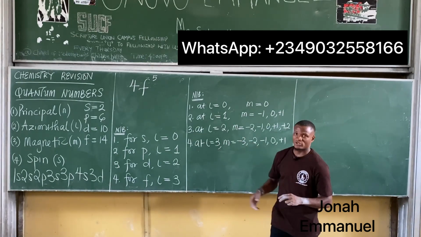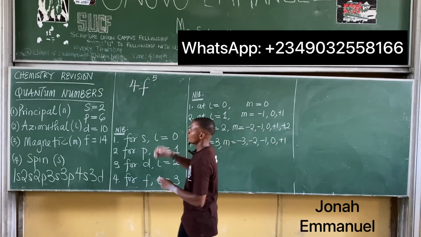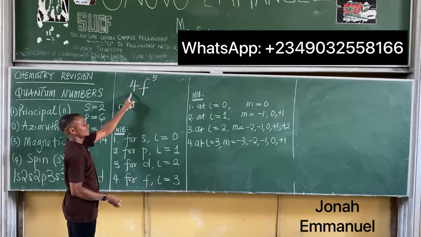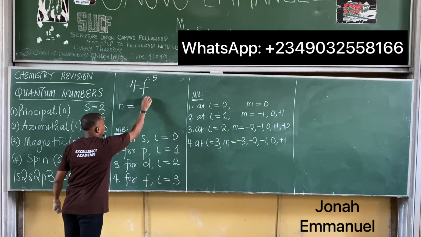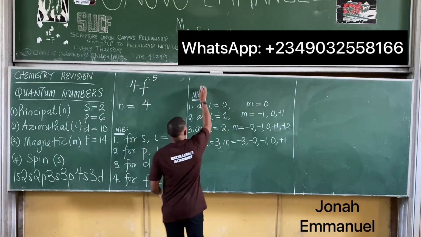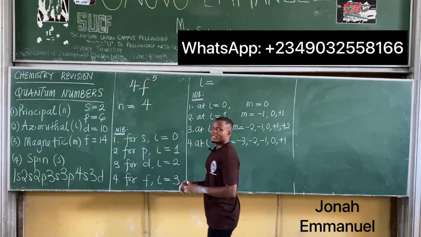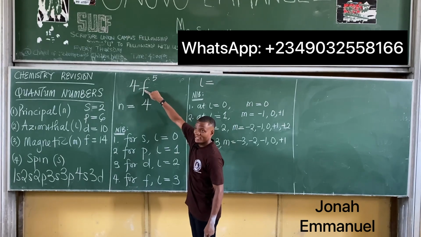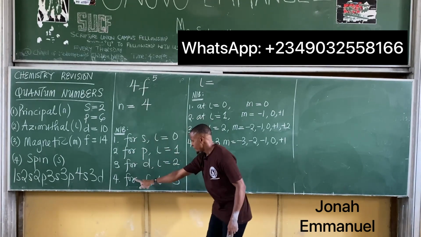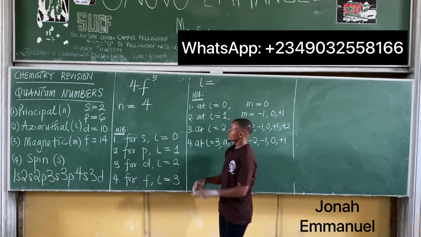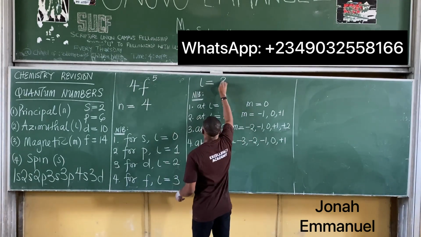First is first, please. Let's get this one done. For this element, what will be your principal quantum number? Very simple. That's 4. Number 2, azimuthal quantum number L. Simply look at which letter is there: F. For F, L is equal to 3.